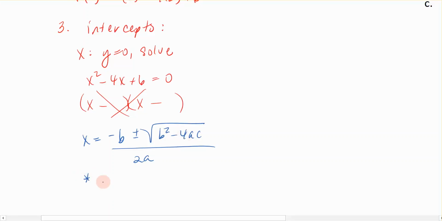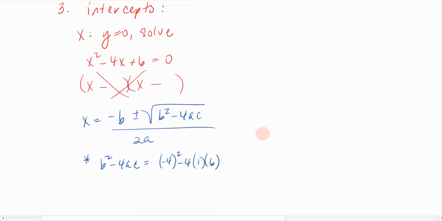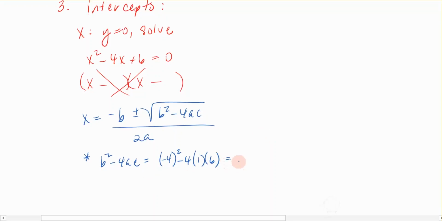Okay, so if I say b squared minus 4ac, that looks like negative 4 squared minus 4 times 1 times 6. And all of those values came from my equation I had up here. If you simplify that, you're going to see that that is going to give me a -8. I can't take the square root of a negative number and get real values. So this tells me that there are no real roots.